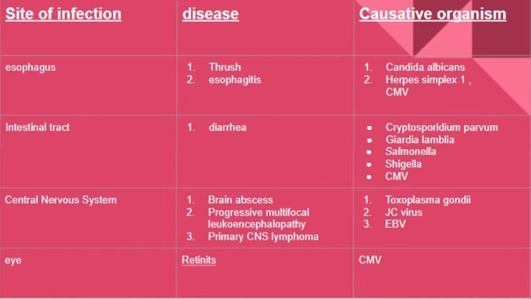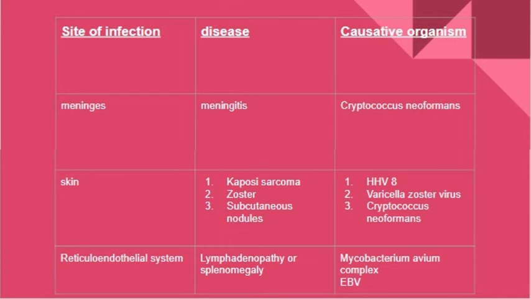Intestinal tract. Diarrhea, most commonly caused by Cryptosporidium parvum. Then later it could be caused by Giardia lamblia, Salmonella, Shigella, or cytomegalovirus. Central nervous system. Brain abscess caused by Toxoplasma gondii. Progressive multifocal leukoencephalopathy caused by JC virus. Or primary CNS lymphoma caused by Epstein-Barr virus. In eye, retinitis occurs by cytomegalovirus. Meninges could get meningitis by Cryptococcus neoformans.